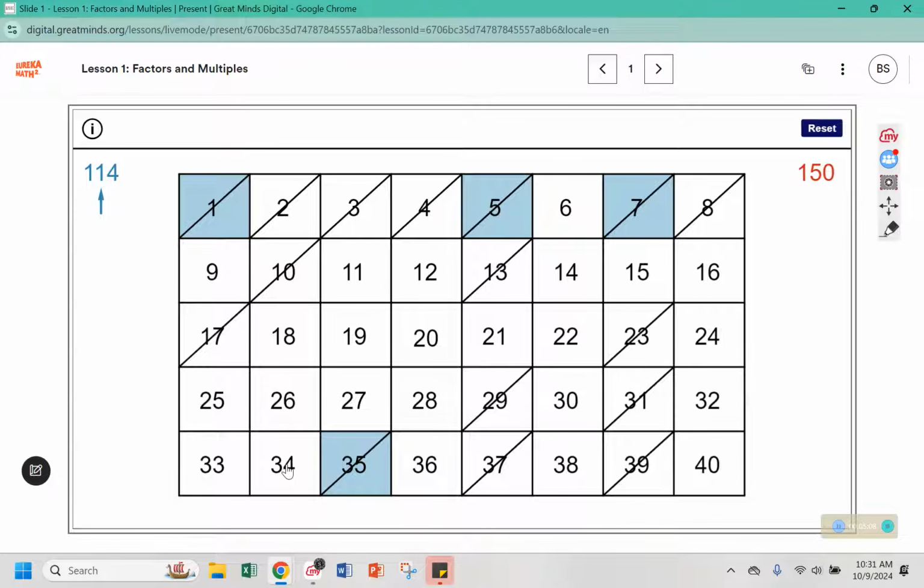34 is a 17 and a 2, but those are already taken. 33 wouldn't be super fantastic because the 11 is still available. 36, that 12 is still available, and the 6. 21 is 7 and 3. Both of those are already taken. 27 is 9 and 3. The 9 is still available. 26 is 13 and 2. Both of those are taken.